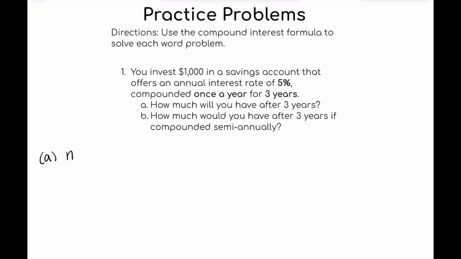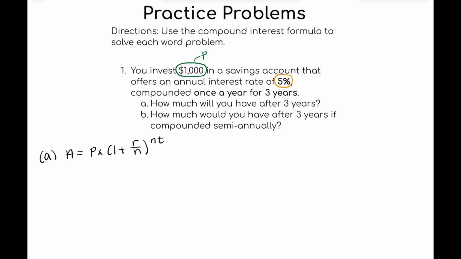The directions say to use the compound interest formula to solve each word problem. Number 1 says you invest $1,000 in a savings account that offers an annual interest rate of 5% compounded once a year for 3 years. We are asked 2 questions here. How much will you have after 3 years? How much would you have after 3 years if compounded semi-annually?